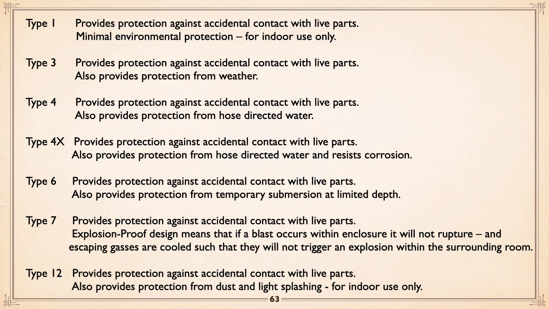Type 6, different ballgame. We're providing protection against temporary submersion at limited depth. That becomes a big thing. And for the temporary immersion, they tell you what depth is allowed. Submersible is what we're talking about. Now we get into another subject. Type 7, again, always provides protection against contact. Explosion-proof design, meaning that if a blast occurs within the enclosure, it will not rupture the enclosure, and escaping gases are cooled to the point they will not trigger an explosion within the surrounding room. And that is something, again, we'll get into in a bit.